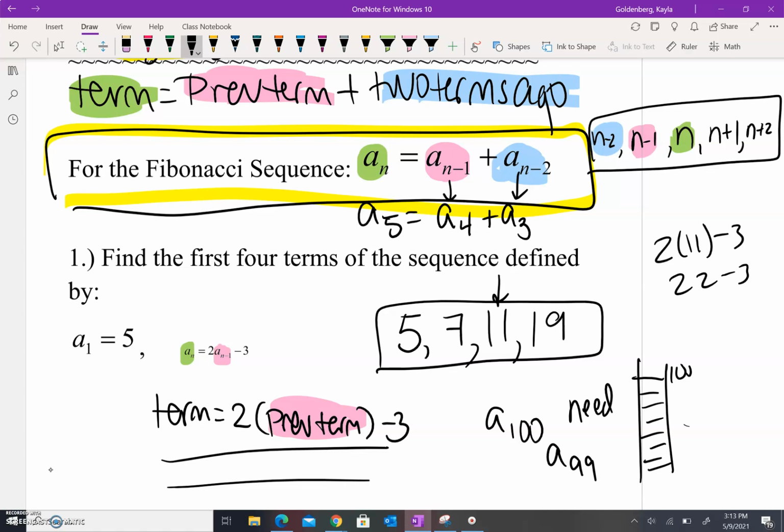So because of that, it's not as useful as the rules that we've seen previously, where I can just plug in any number for my specific term, and I don't need to have any previous ideas to get that term. So keep that in mind. This is not the most useful way to write sequences, but it is really important to expose you to other ways that we can talk about a rule.